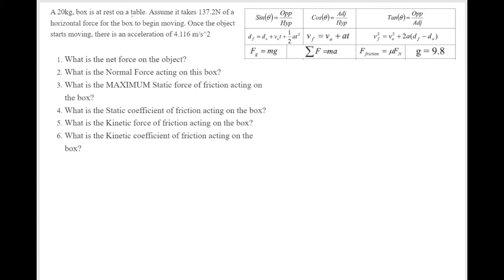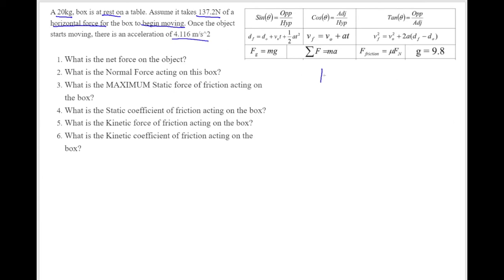Alrighty, we have finally made it to our last problem here. So let's go ahead and check it out. It says a 20 kilogram box is at rest on a table. Assume it takes 137.2 newtons of horizontal force for the box to begin moving. Once the object starts moving, there is an acceleration of 4.116 meters per second squared.